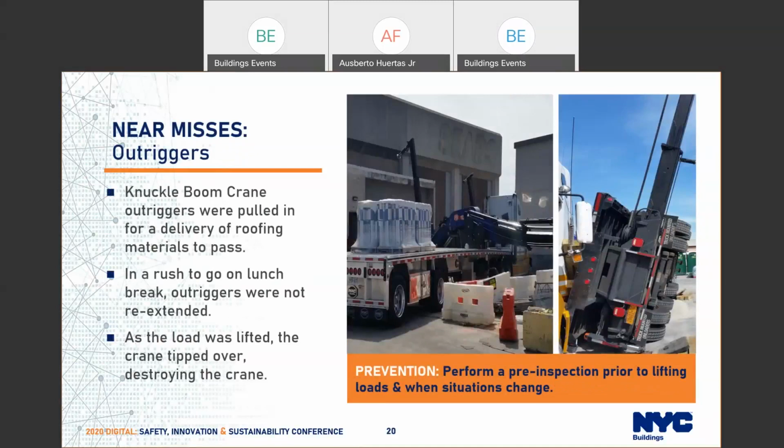The worker was in a rush and wanted to quickly complete his task as it was almost lunchtime. The worker decided to continue working without re-extending the outriggers. The knuckle boom attempted to lift the load and became unbalanced as the boom was extended with the materials. Since the outriggers were not extended, the crane fell over on its unbalanced side. The crane was relatively new and completely totaled from this incident. The incident could have been prevented if the outriggers were re-extended.